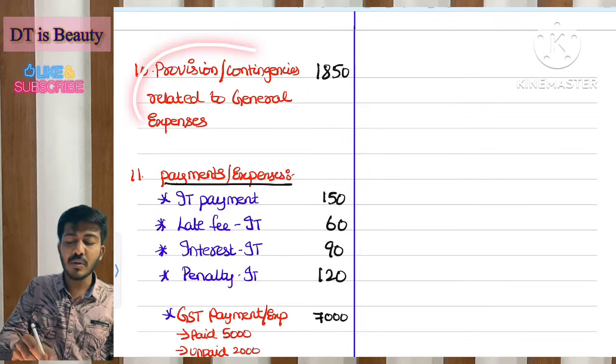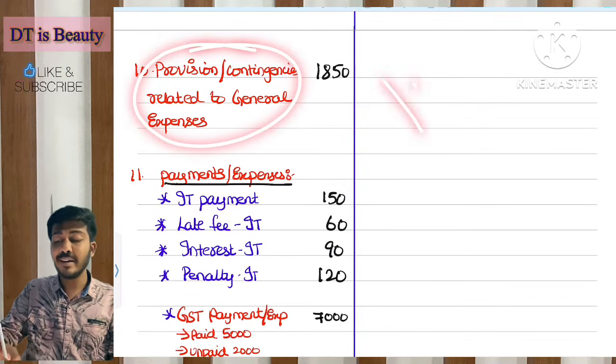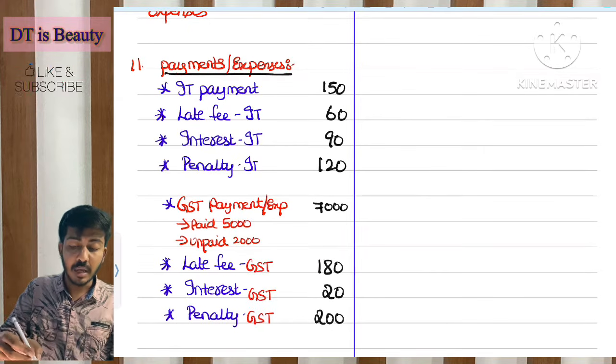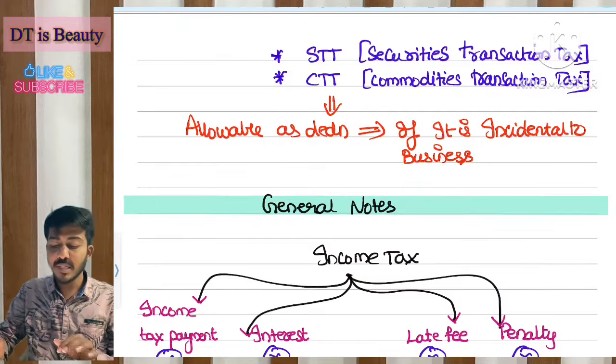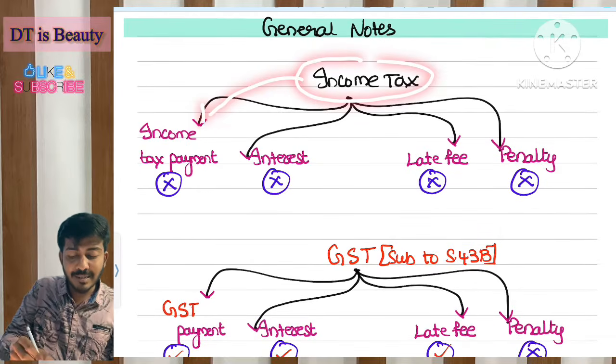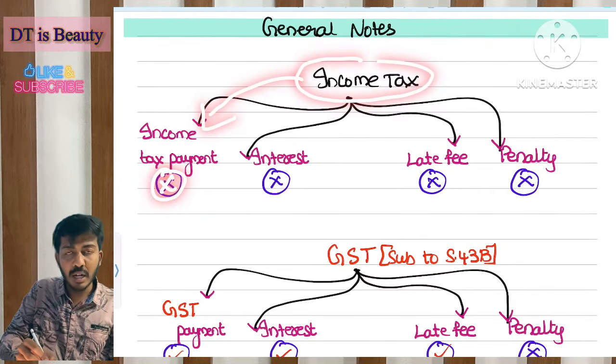Provisions or contingencies, always remember provisions or contingencies are not allowed as deduction. Next, payment expenses. For this I will have to teach some general notes. Income tax, if you are paying tax related to income tax, it is not allowed as deduction.